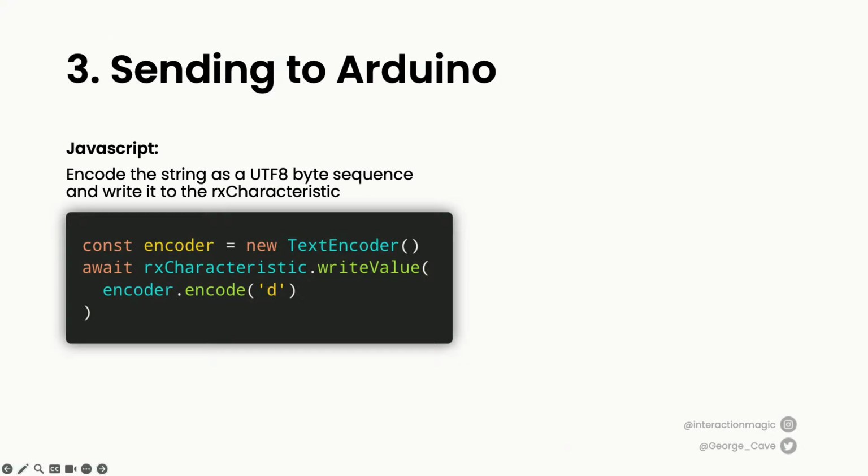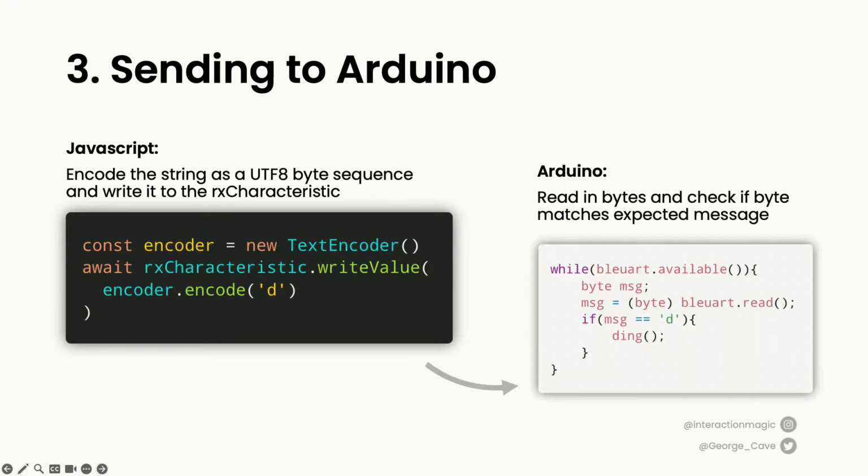So to send, we use this text encoder again, and we're going to write our message to the RX characteristic. The RX and the TX, these are always from the perspective of the Arduino. So we're writing to the receive end on the Arduino. And on the Arduino side, it's just like we did with the Web USB. We can check if there's any characters available, read in this byte, and then if it's the correct byte, we can ding.